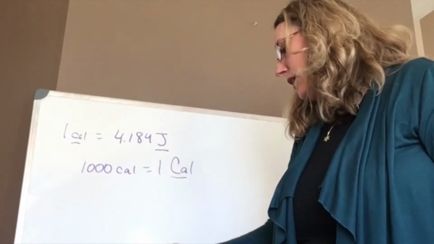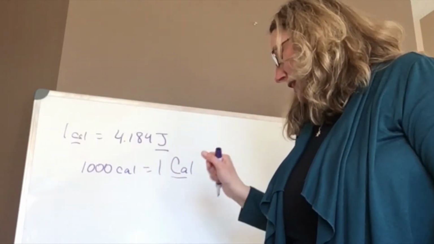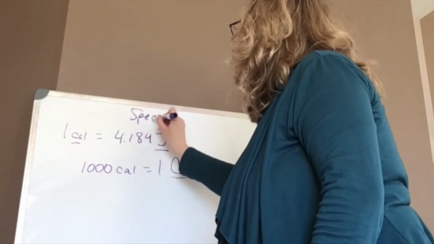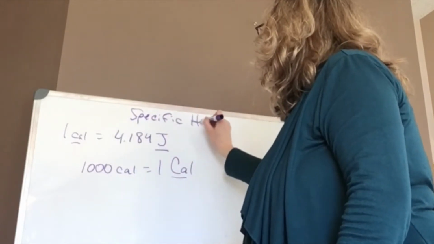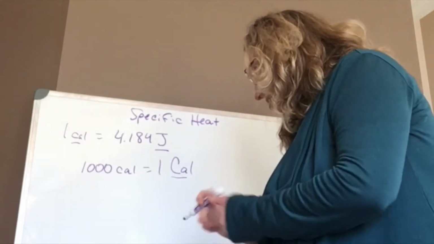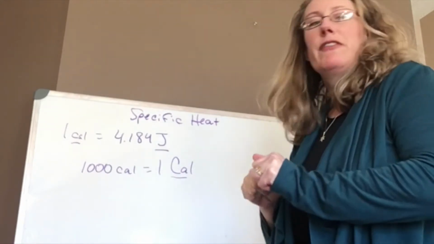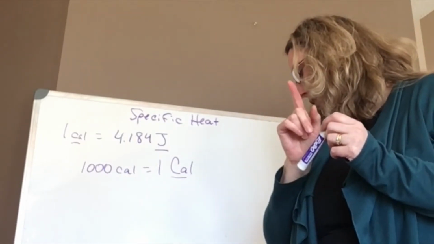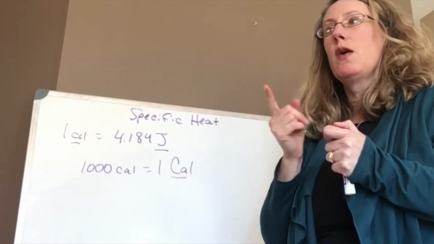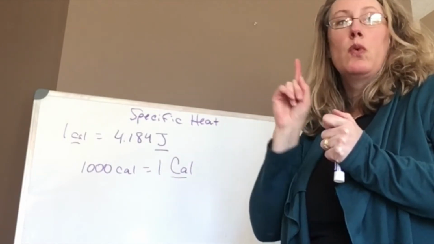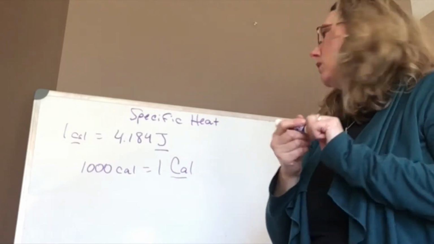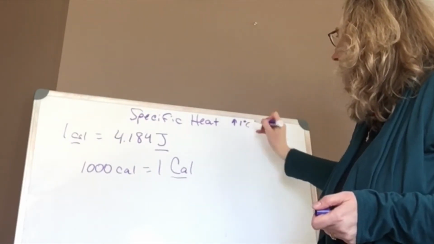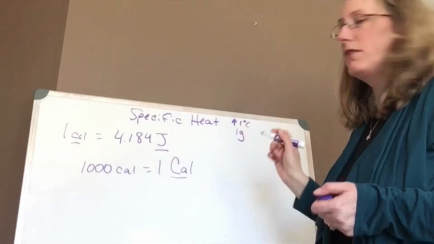And today we're going to be talking about something called specific heat. The specific heat of something is the amount of heat that is necessary to raise 1 gram of a substance, so 1 gram of water, 1 gram of metal, 1 degree Celsius. So it's raising 1 degree Celsius if you have 1 gram of that substance.